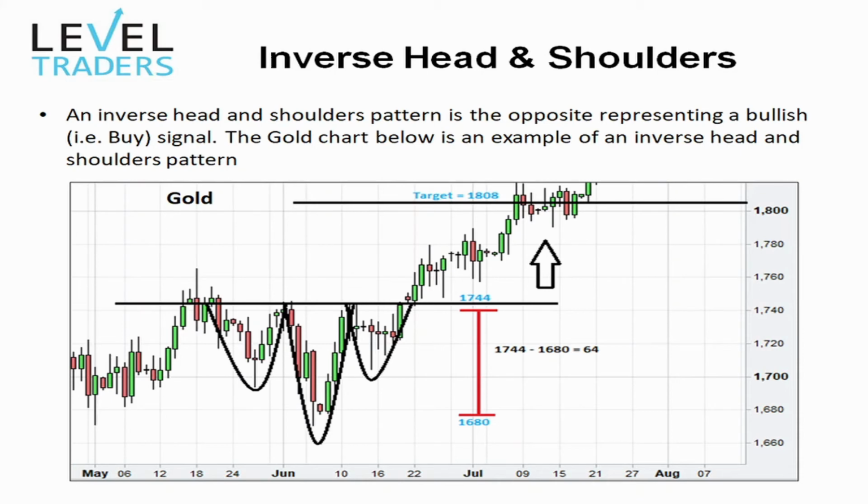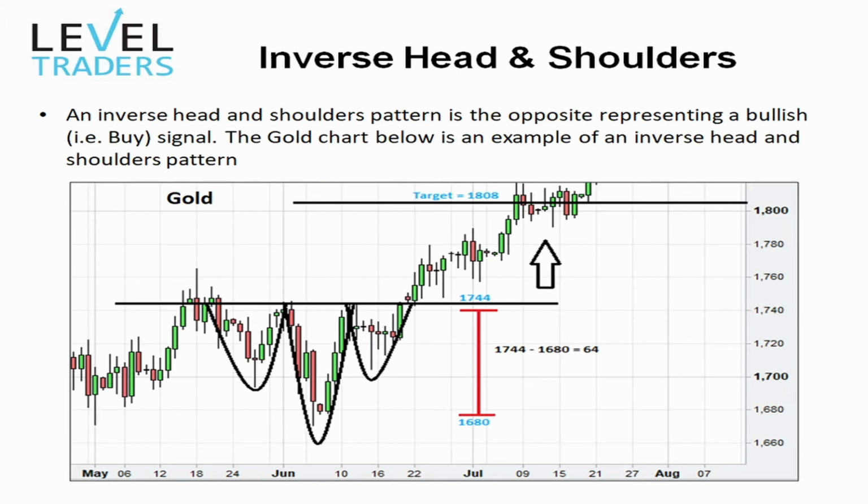And again, we're going to use the same mechanics to determine the potential target to the upside this time, because this is an inverse head and shoulders pattern. So in this example, I've drawn the neckline at 1744. I've got the top of the head around 1680. If I take the difference, I get $64. If I then add $64 on top of the neckline at 1744, I now get a target of approximately 1808.